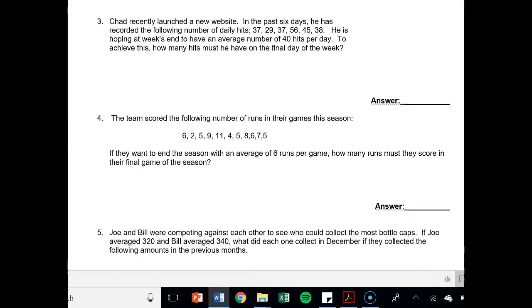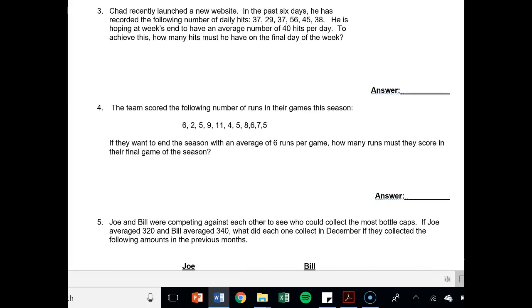Backside, we're going to get a little algebra going. So it says Chad recently launched a new website. In the past 6 days, he's had the following number of hits. There's your data points. He's hoping to have an average of 40 at the end of the week. To achieve this, how many hits does he have to have in the final day?